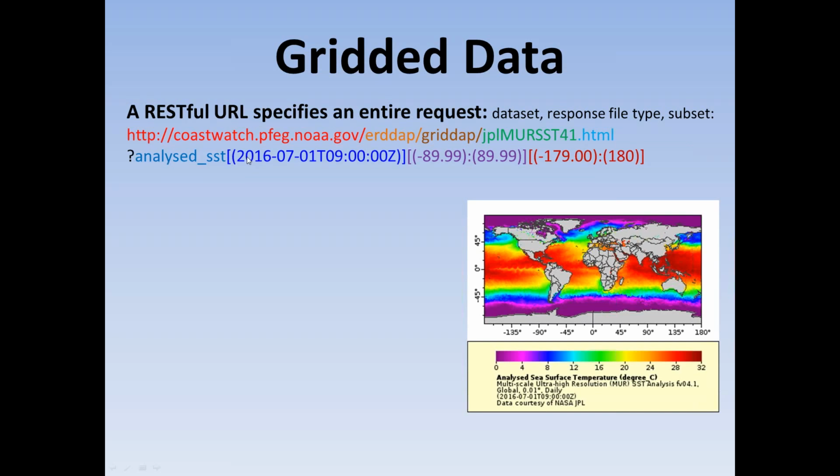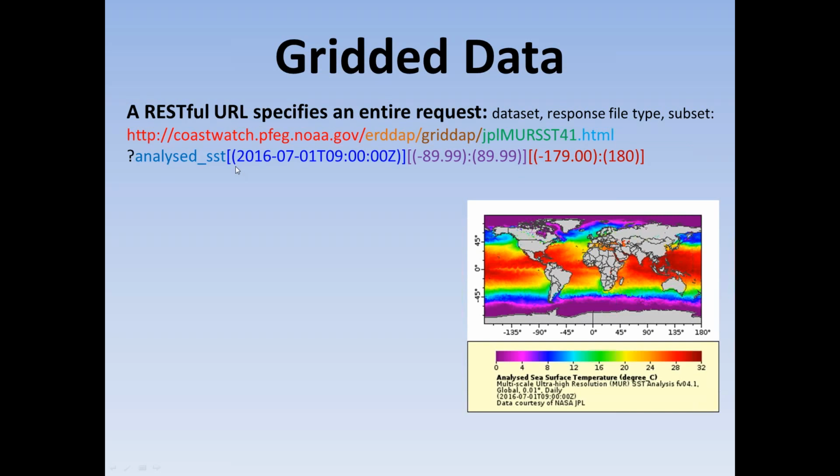One thing I mentioned that is different about ERDDAP: you can use traditional NetCDF and OPeNDAP style index requests, so you can specify index numbers. But that's pretty cumbersome to use because you have to look at the dimension values and figure out which index corresponds to which latitude or longitude or time that you want.